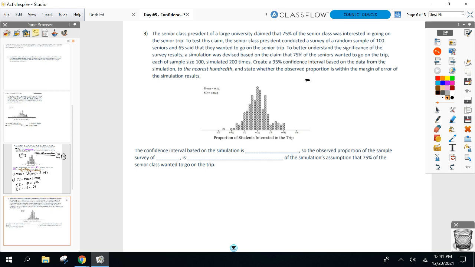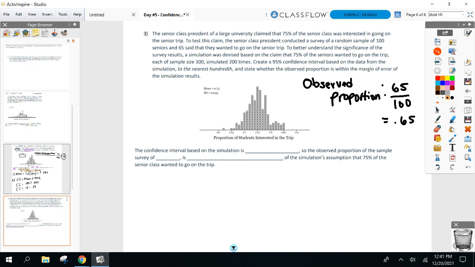What's our observed proportion here? 65 out of how many people surveyed? 100 in this case. So our observed proportion is 0.65. Because right now you're the senior class president. You're like, oh boy, we're in trouble. I said 75%, only 65% I sampled. But let's see if that's actually true or unusual.